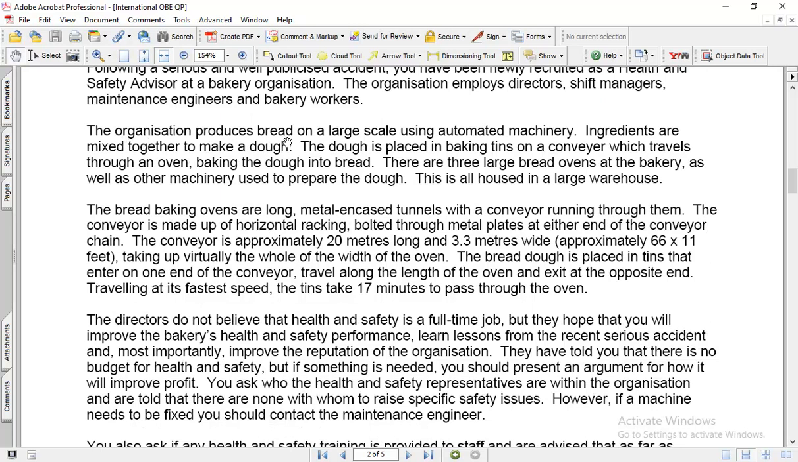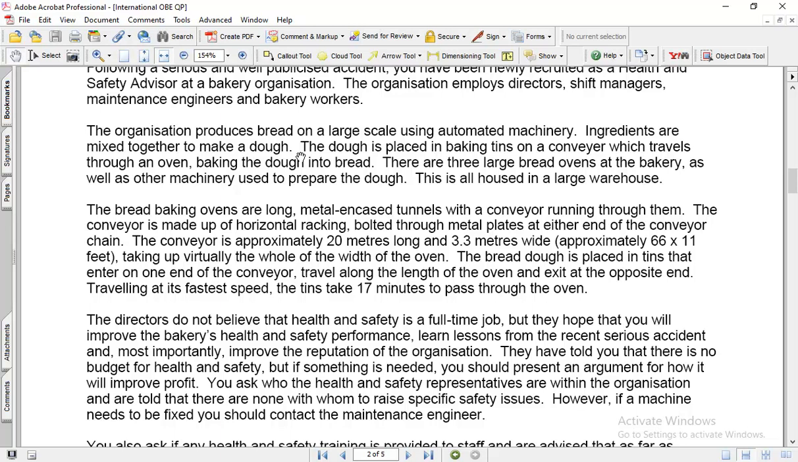The organization produces bread on a large scale using automated machinery. Ingredients are mixed together to make a dough. The dough is placed on baking tins on a conveyor which travels through an oven, baking the dough into bread. There are 3 large bread ovens at the bakery, as well as other machinery used to prepare the dough. This is all housed in a large warehouse.